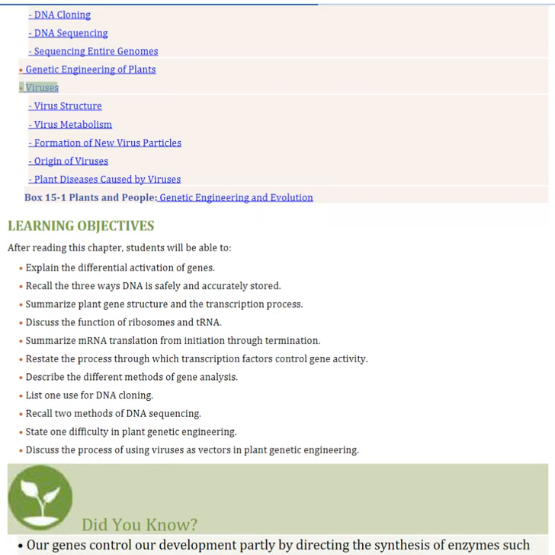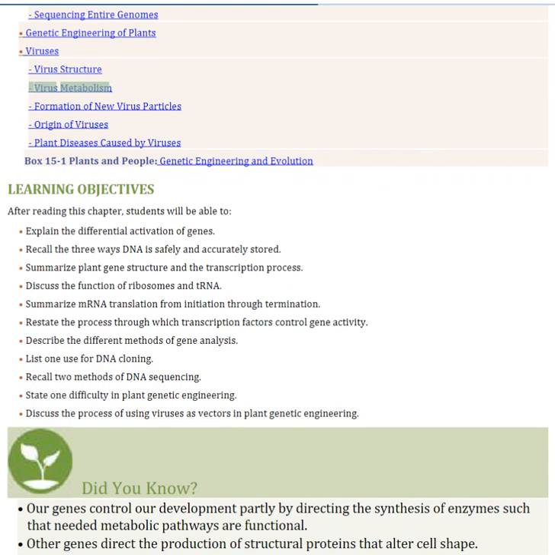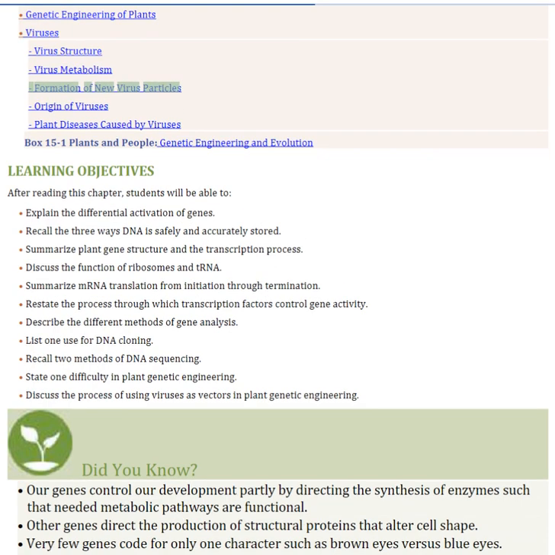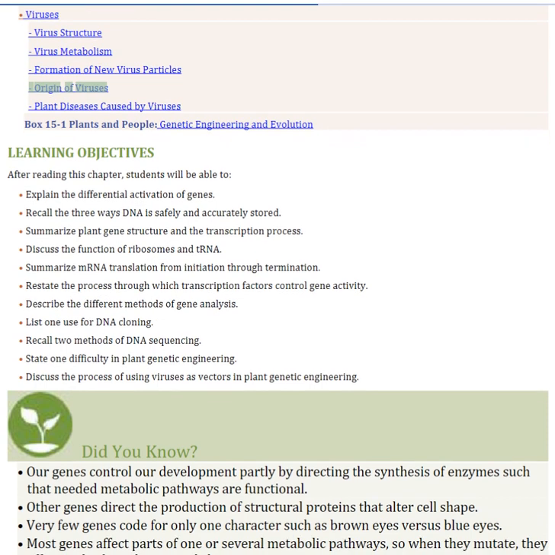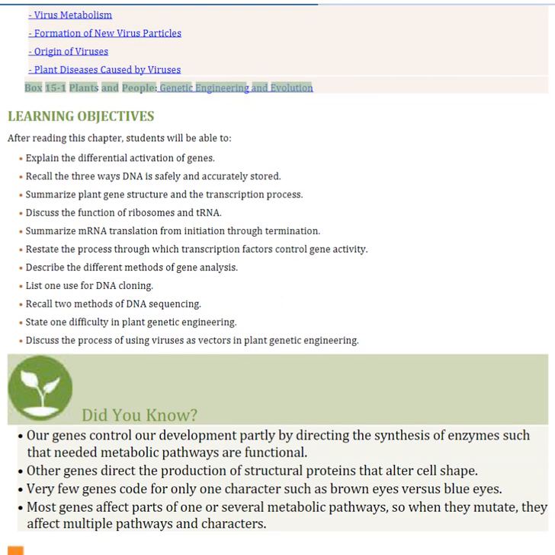Viruses. Virus structure. Virus metabolism. Formation of new virus particles. Origin of viruses. Plant diseases caused by viruses. Box 15-1 Plants and People, Genetic Engineering and Evolution.